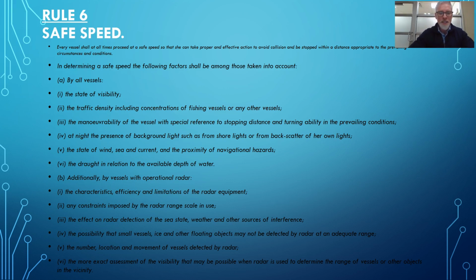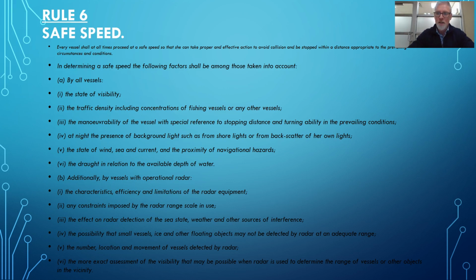And now part B, additional by vessels with operational radar. The characteristics, efficiency, and limitations of the radar equipment. Any constraints imposed by the radar range scale in use. The effect of the radar detection of sea state, weather and other sources of interference.